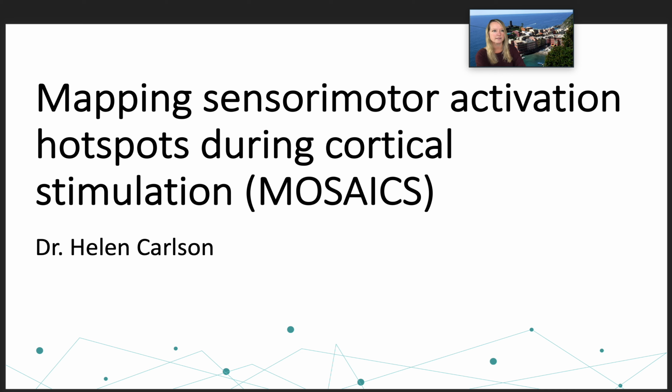I'm Helen Carlson, a researcher in the Department of Pediatrics within the Cummings School of Medicine at the University of Calgary. I'd like to take a few minutes to tell you a little bit about the MOSAICS toolbox and what we are challenging our innovators to do. The first thing that I'm sure you've noticed is that MOSAICS has a great big long acronym: Mapping Sensorimotor Activation Hotspots During Cortical Stimulation. So we'll just stick with MOSAICS for short.